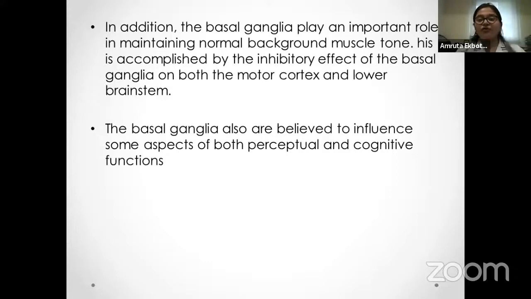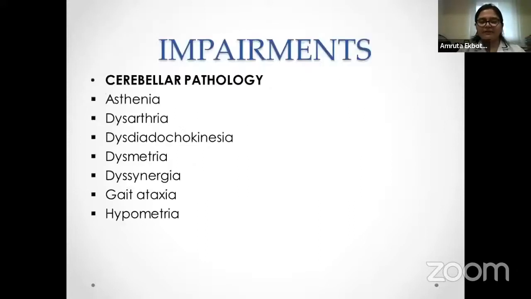So moving on, if any part of the nervous system which is involved in the functioning or maintenance of coordination is affected, the movement is not going to be smooth, accurate, or carried out in a sequential manner. So let's see the impairments one by one.